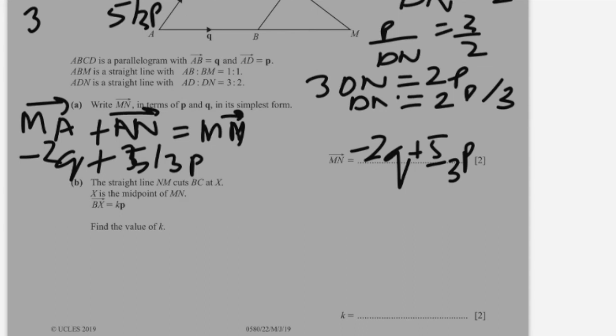B. The straight line NM cuts BC at X. X is the midpoint of MN. BX is equal to KP. Find the value of K. Okay.